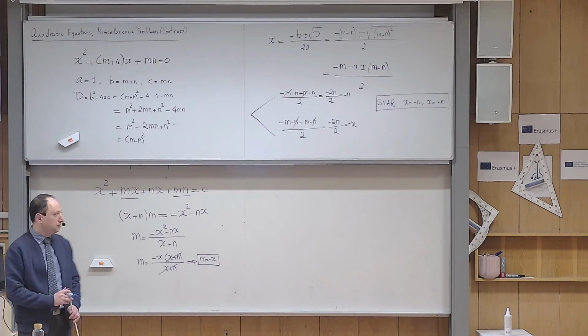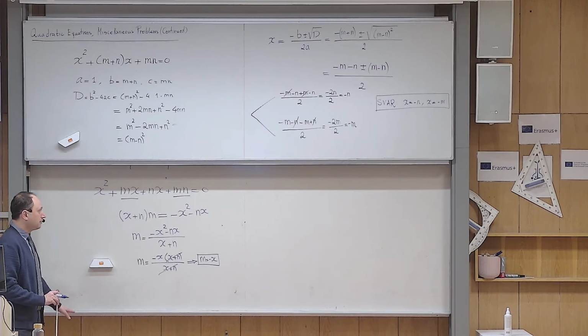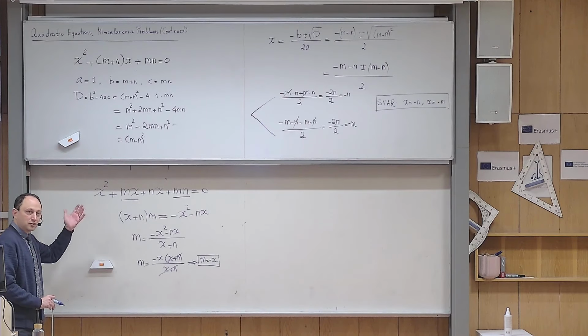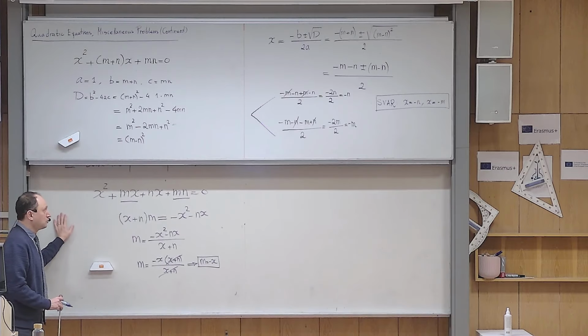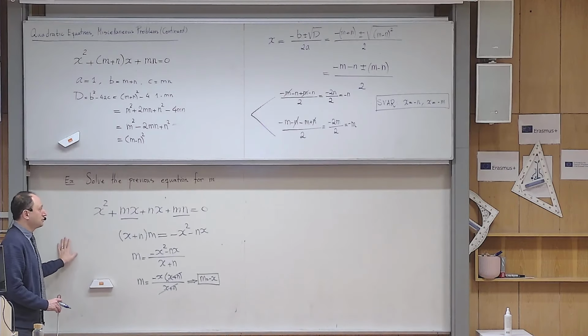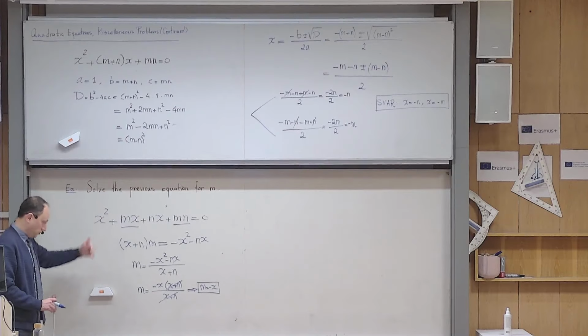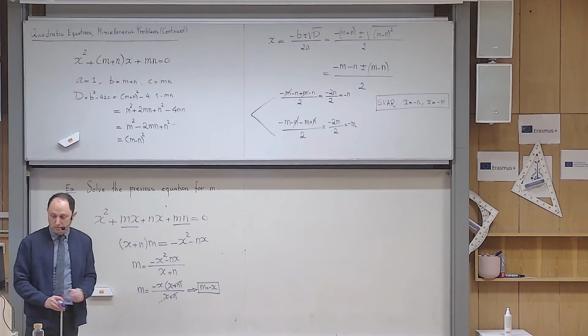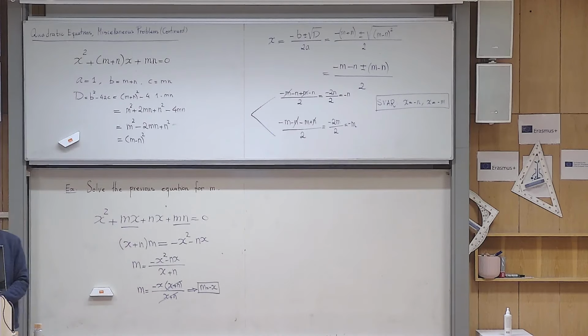Good. So the people who could solve this problem, they have a very good understanding of what's going on. I don't mean that if you couldn't solve it, you don't have a good understanding, but it means that you are going towards being mature in mathematics.